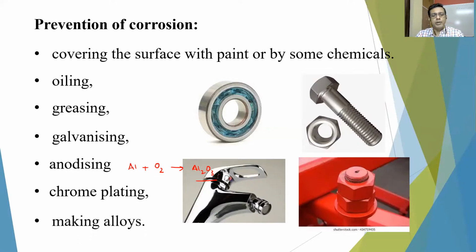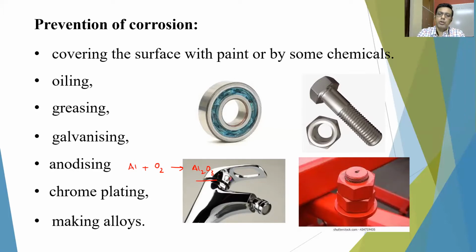Then making alloys. We know that iron gets rusted easily, but an alloy of iron, that is stainless steel, will not get rusted. So by making alloys, which are a mixture of some metal or sometimes non-metal also, to improve upon some properties, corrosion like rusting can also be prevented. So these are some ways by which corrosion can be prevented.